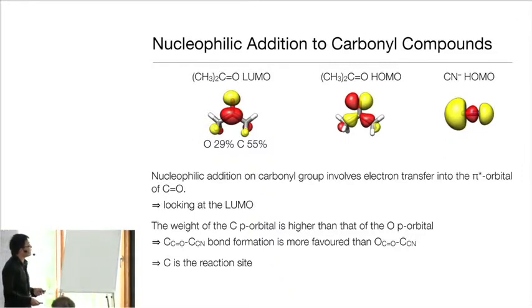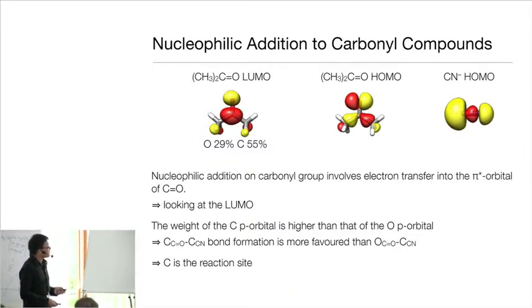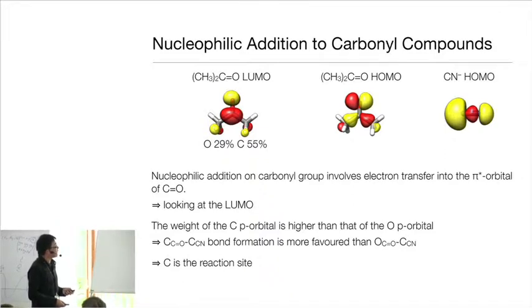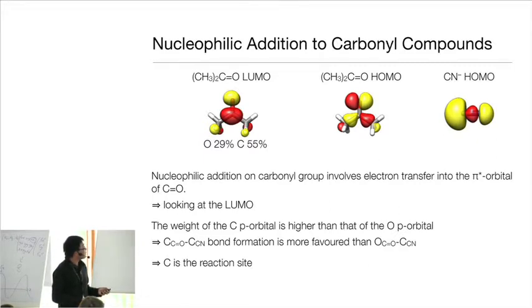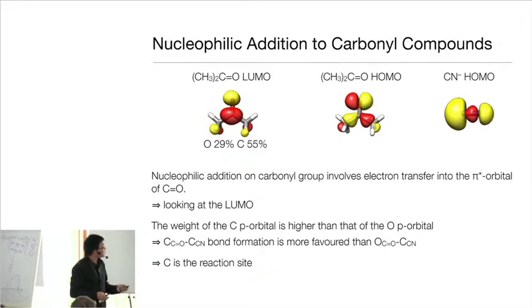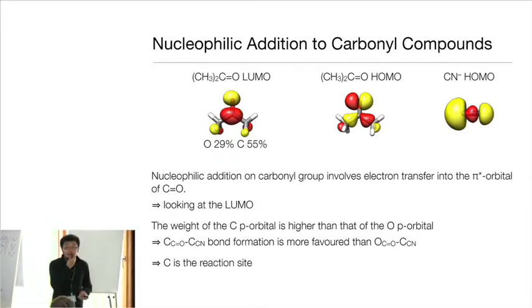This is easy to identify. You compare the weight of the carbon and the oxygen. Here the carbon is dominant in this orbital. It can easily overlap with this guy, and it means that bond formation at the carbon side is much more favorable than bond formation at the oxygen. So in this case, we can determine that the carbon is the reaction site. This is what you have done.